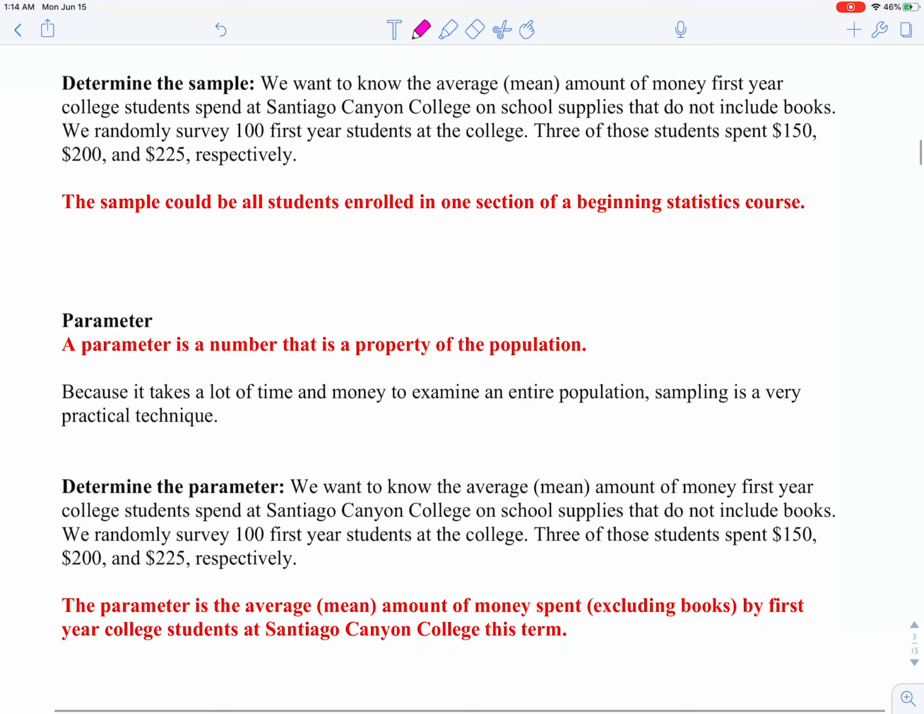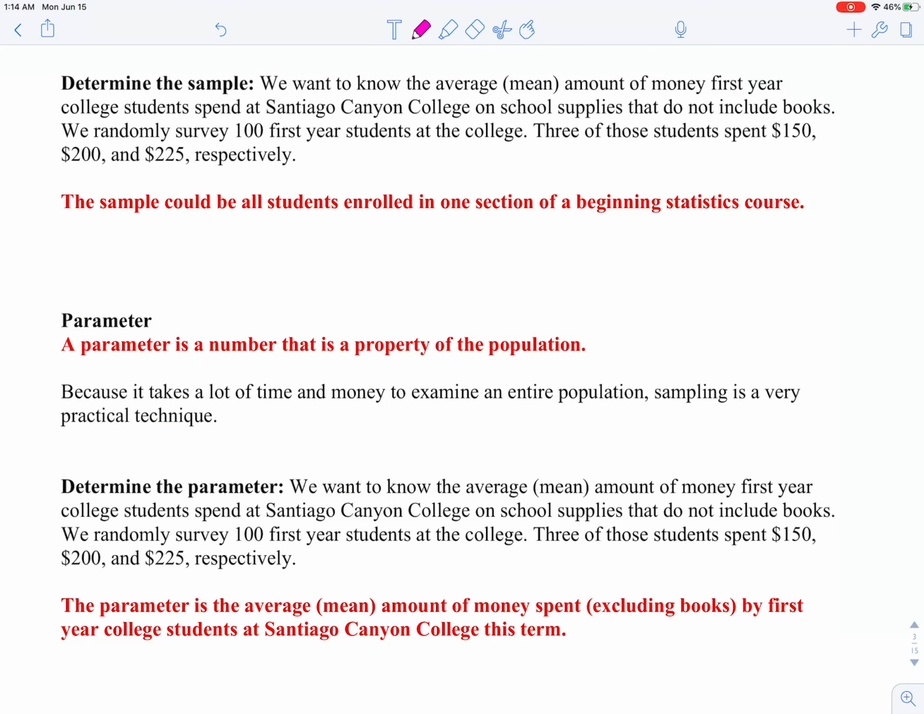All right, next term here is a parameter. So a parameter is a number that is a property of the population. So parameter goes to population, the letters P and P. All right, so a parameter is a number that is a property of the population. Because it takes a lot of time and money to examine an entire population, sampling is a very practical technique, and that's what I was just talking about. All right, so let's determine the parameter of this example that we've been using.